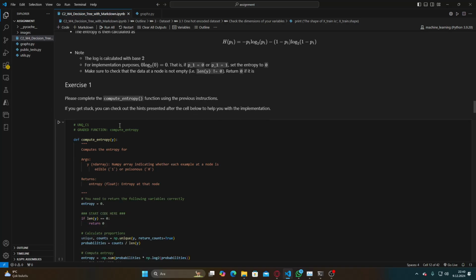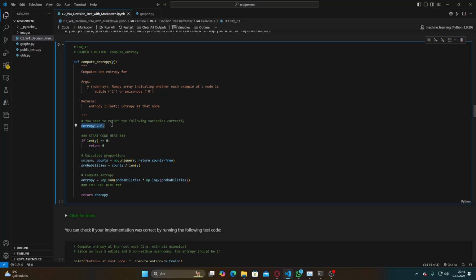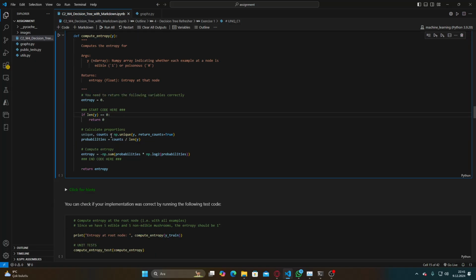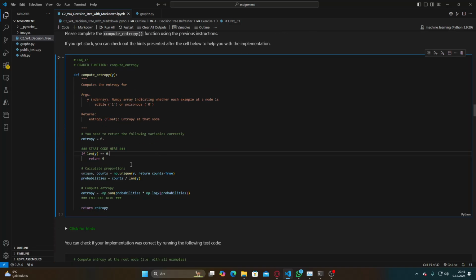Please complete the compute entropy function, which is given here. First of all, entropy is equal to 0, and we are taking the length of it, and if it is empty we return 0. Then we take the unique values with return counts true, probabilities equal counts divided by the length of y, and entropy equals np.sum of probabilities times np.log2 of probabilities. We haven't defined p1 over here.